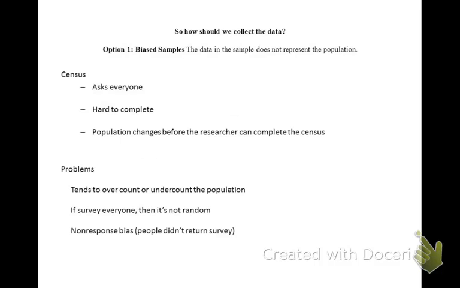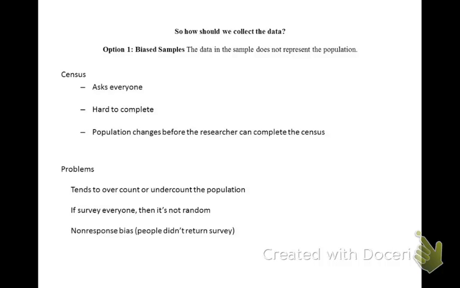A second type of biased sample would be a census. It's basically a survey that tries to ask everyone in the population. It's hard to complete because it's hard to contact every member of a population. And another problem is that the population will change before the researcher can complete a census. Problems tend to be that a census will overcount or undercount the population.